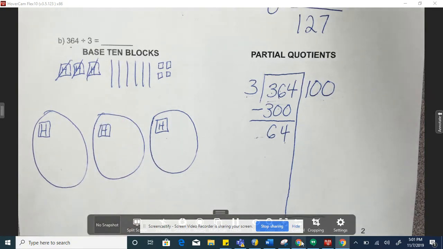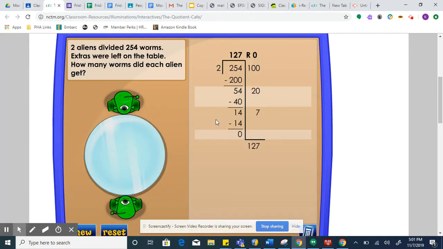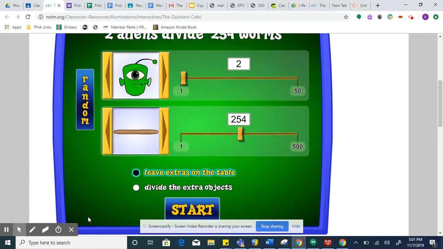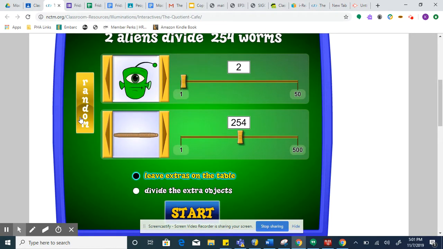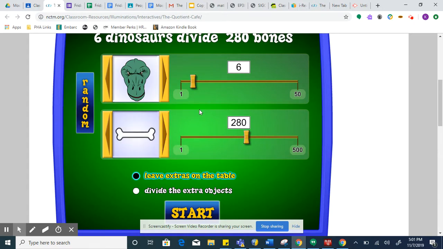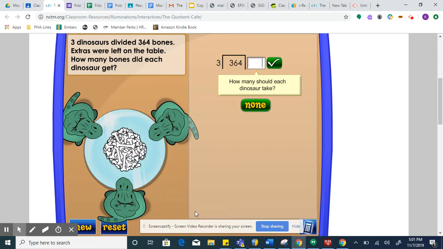Let's go back to our Quotient Cafe. All right. So now that we've already done one, we're going to press new. We're going to go back here. Let's change it up. Let's do dinosaurs and bones. I like it. So our problem is 364 divided by 3. So we're going to put 364 at the bottom here, and we're dividing into 3 groups. So we're saying that 3 dinosaurs are sharing 364 bones. Press start. Let's see.